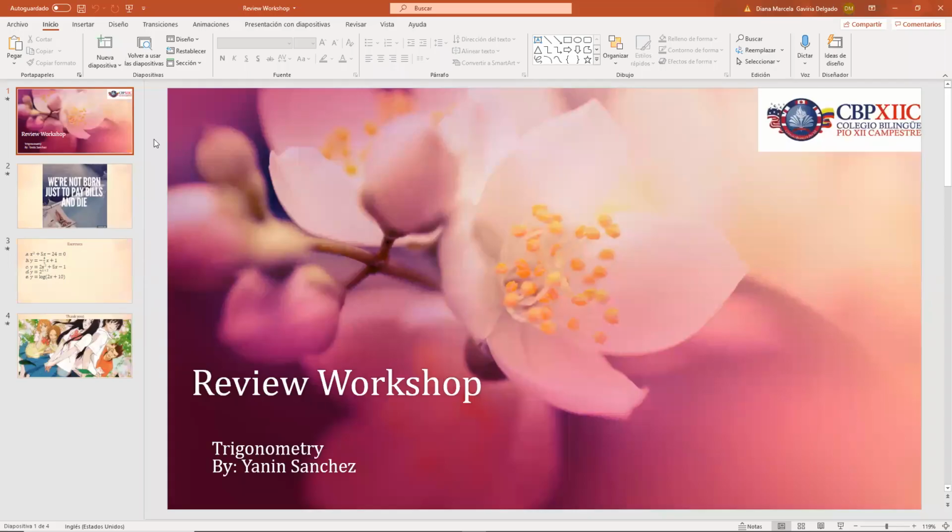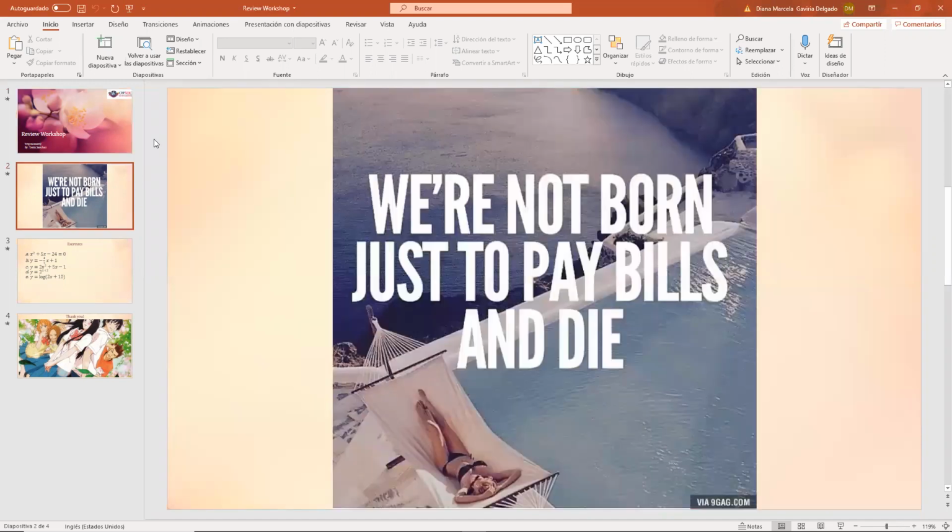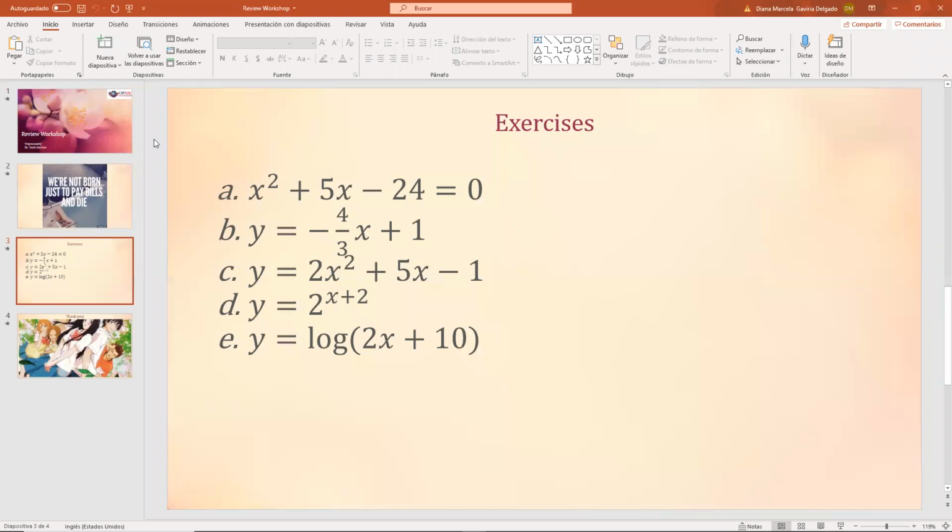Okay, guys, this is going to be the topic for our class of today. You are going to perform the review workshop. That means this is the last class of trigonometry in the second term. So we have here all the topics we already saw. That was quadratic equations. We have linear functions, quadratic functions, exponentials, and logarithmics. All functions.